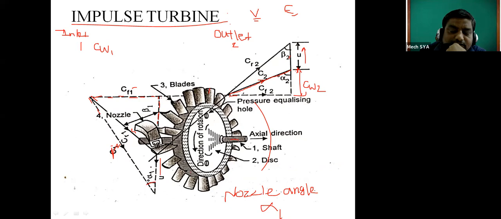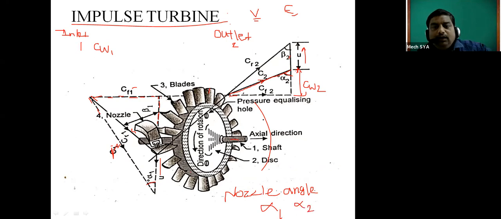So the angle that this C1 makes with the horizontal is called alpha 1. Here the angle that C2 makes with the horizontal or tangential direction is called alpha 2. So this is the tangential direction, and alpha 2 is the nozzle angle at outlet.